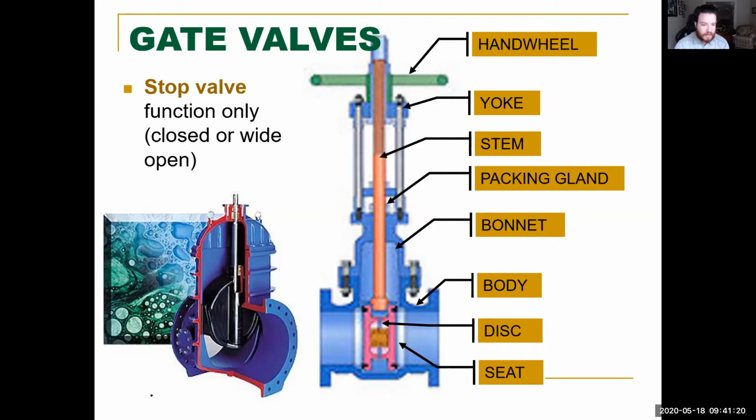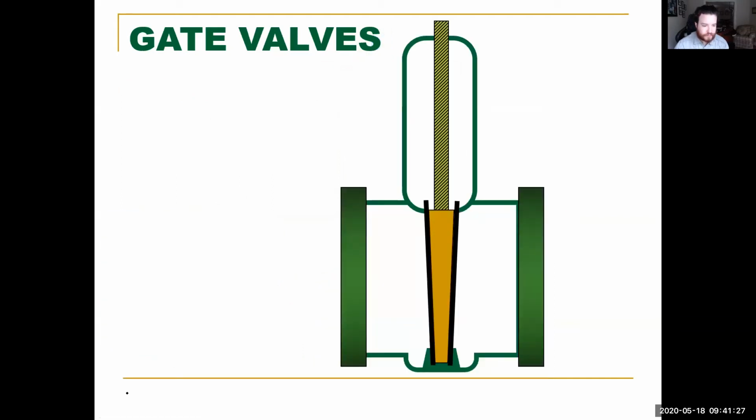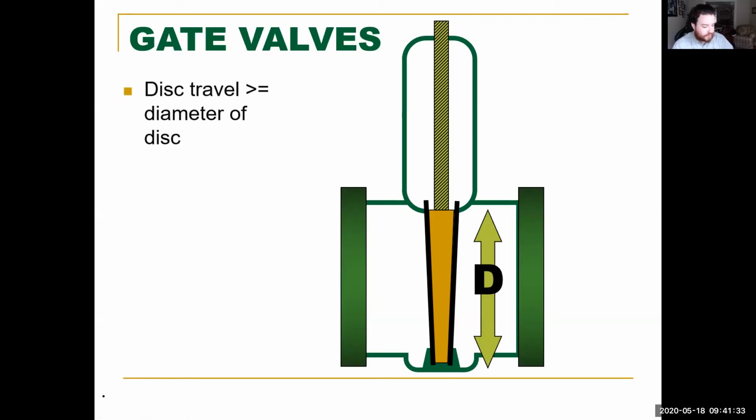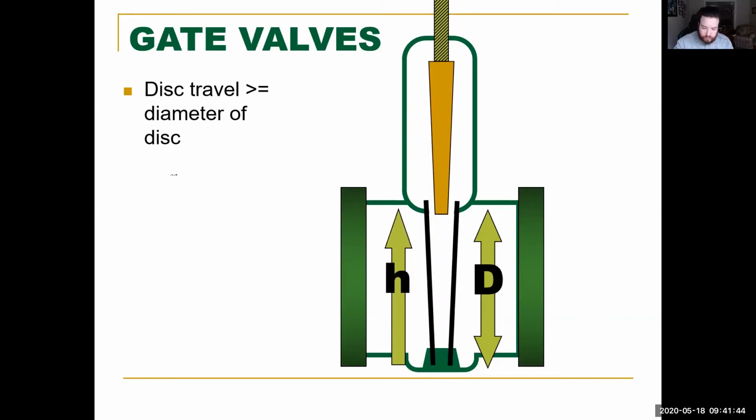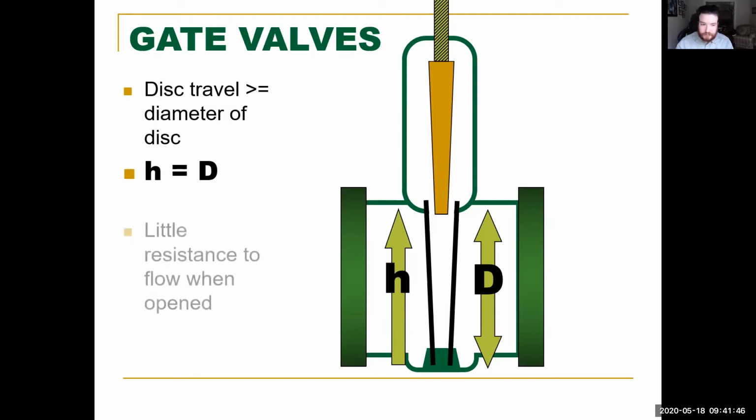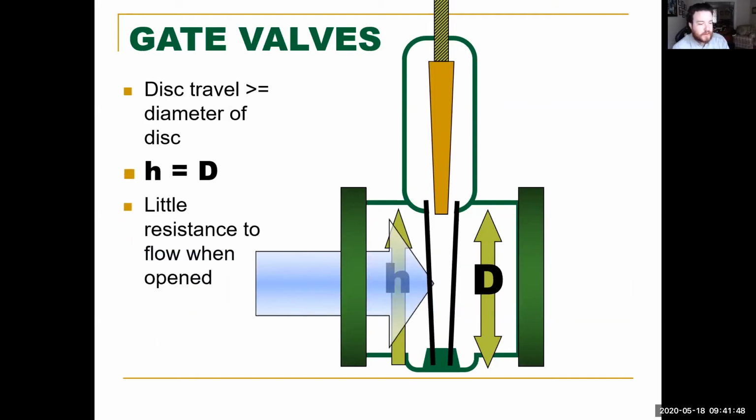Any questions before we move on? Okay. So here's the gate valve. Again, the disc travel is greater or equal to the diameter of the disc, and it has little resistance to flow when opened.